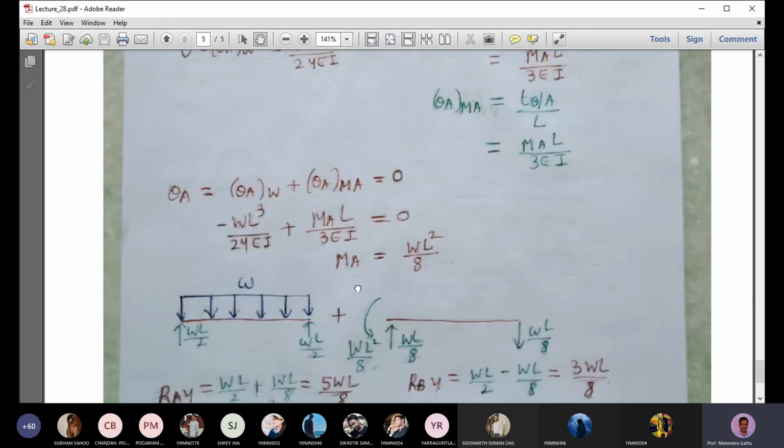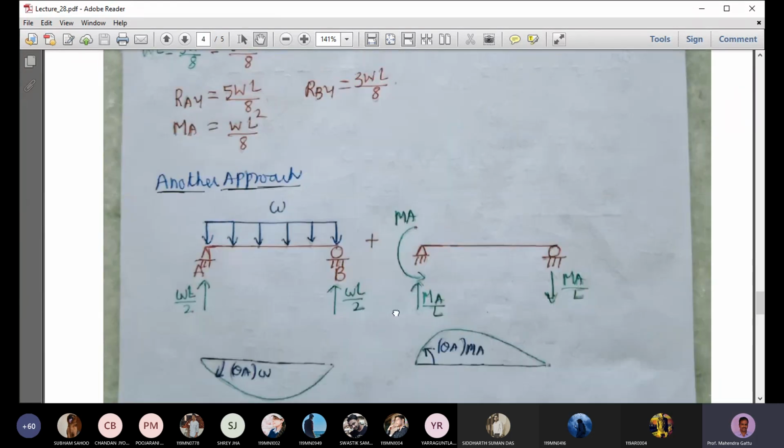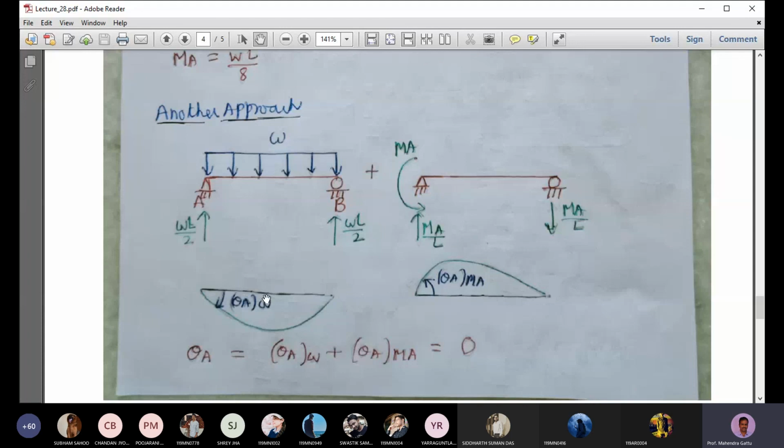Okay, so this is another way to solve the same problem. What we are doing is releasing the moment restraint at A and allowing the beam to rotate. Because of that moment which we are restraining, we apply that moment again here, and because of that the beam will rotate in the other direction. The net rotation is 0, so theta A due to W plus theta A due to M is 0. That is the compatibility condition.